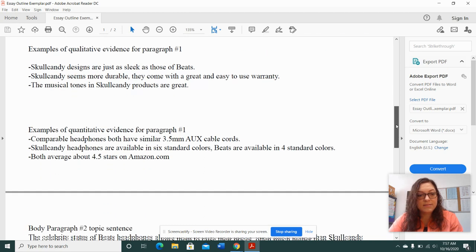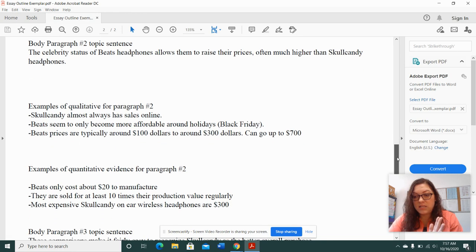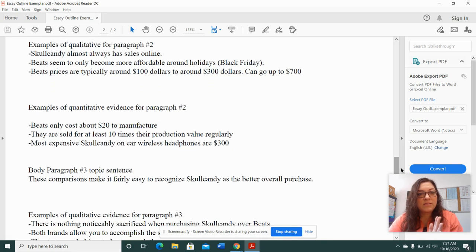All right. The next thing he talked about in his thesis was about the affordability or the price range. So it said the celebrity status of Beats headphones allows them to raise their price, often much higher than Skullcandy headphones. So again, this paragraph's all about how Skullcandy is cheaper than Beats. And so he's got qualitative examples and quantitative examples.